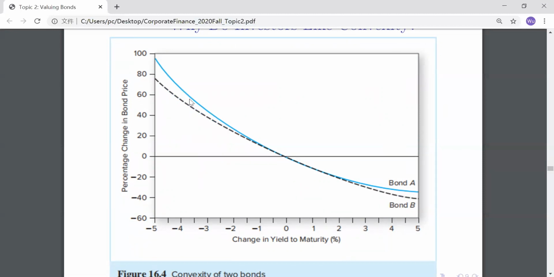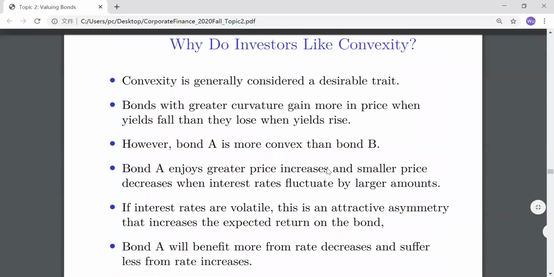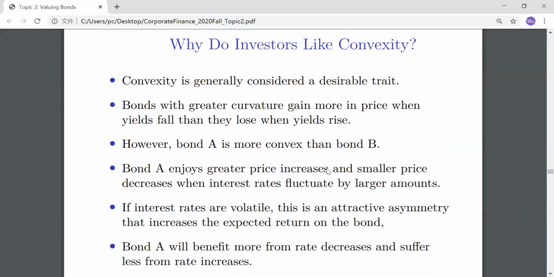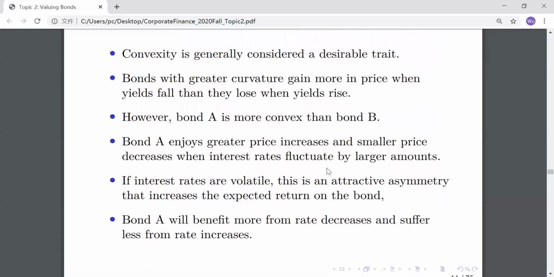What that essentially means is that bond A is more convex, so it has more upside potential because the price goes up more. It also has lower downside risk. That's why convexity is a nice feature. Bond A enjoys greater price increases and smaller price decreases when the interest rate fluctuates by larger amounts. So when the interest rate is volatile, that is an attractive asymmetry that increases the expected return on the bond.